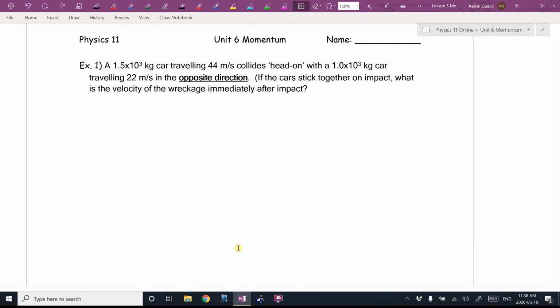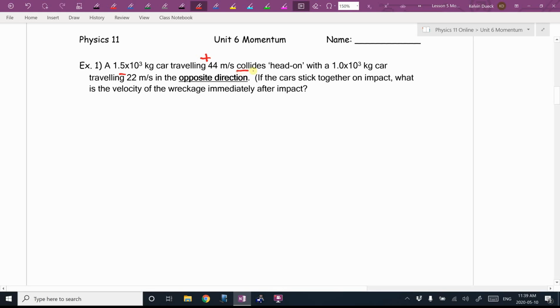A car traveling 44 meters per second collides head-on with another car, different mass, traveling 22 meters per second, in the opposite direction. So I need to let one way be positive and one way be negative. I'll let this one be positive. I'll let that one be negative. You could do it the other way. I don't care. But just so that we're all doing the same work, let's do it that way. If the cars stick together on impact, what is the velocity of the wreckage immediately after the impact?